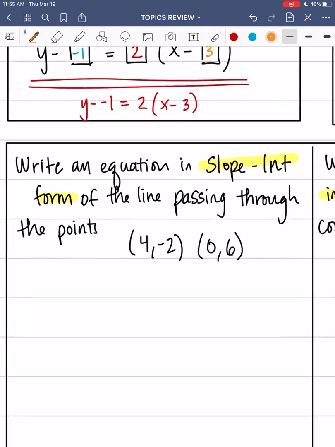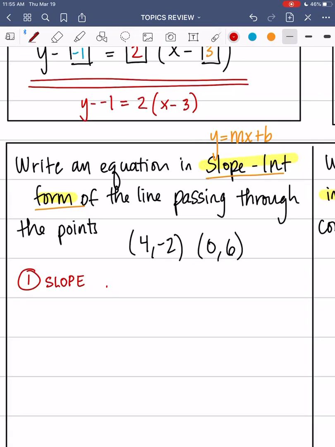Write an equation in slope-intercept form of the line passing through the points 4, -2, and 0, 6. So they gave us 2 points that our line passes through. In the end, our answer is going to look like y equals mx plus b, but we can't just jump right to that. We're going to have to put it in point slope form first. The first thing we have to do is find out what the slope is, and that's our rise over run.